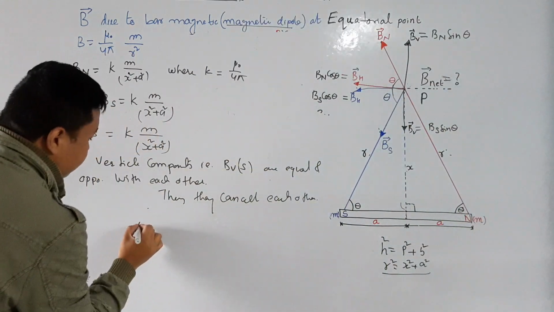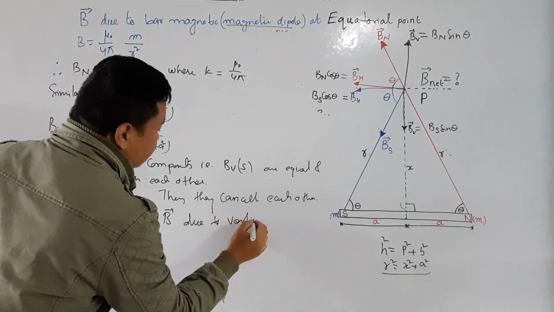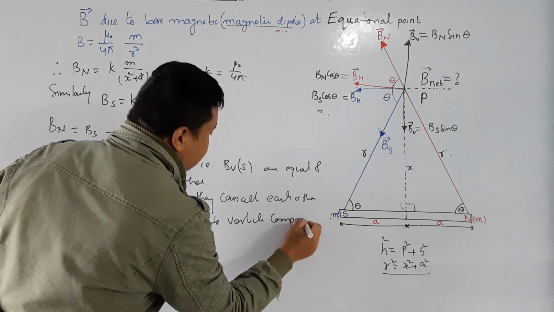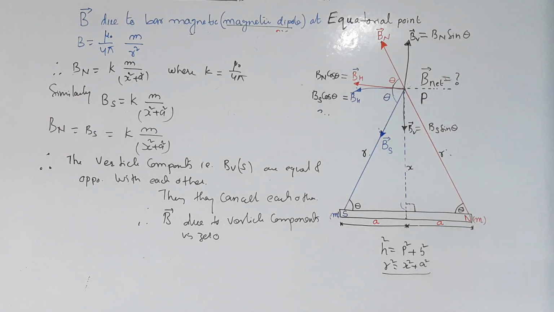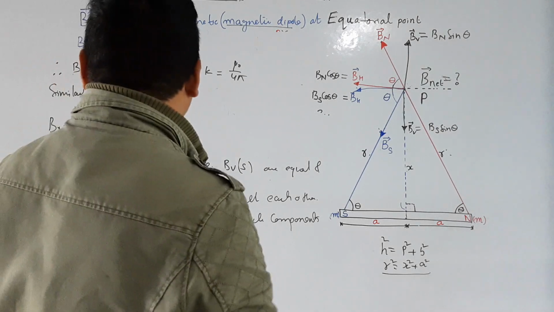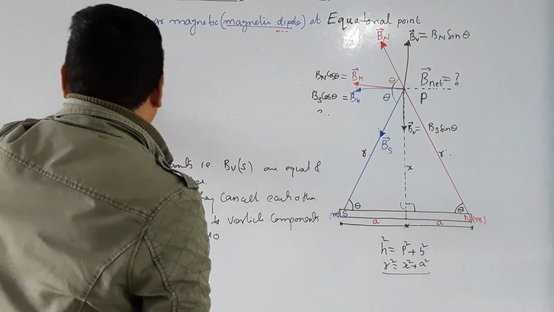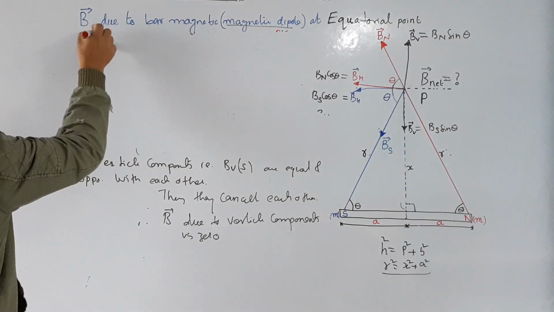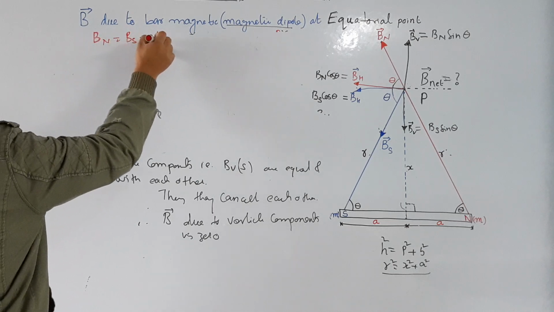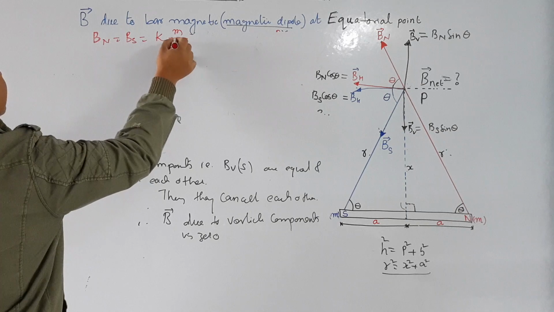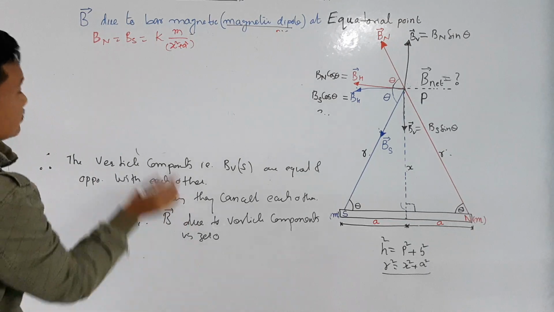So therefore magnetic field due to vertical components is 0. So I will write here, we have done like this, Bn is equal to Bs, which is equal to k m divided by x square plus a square. We have done this.